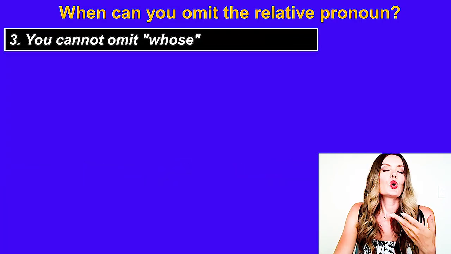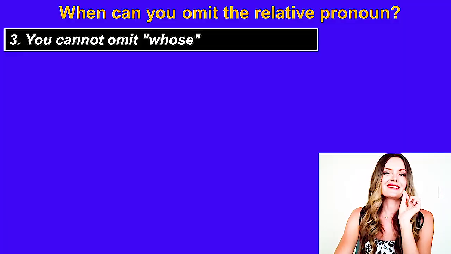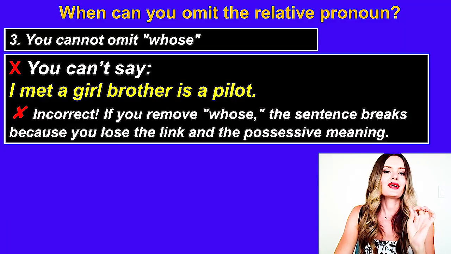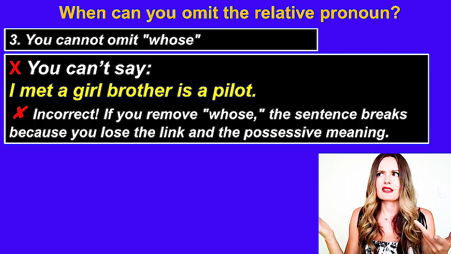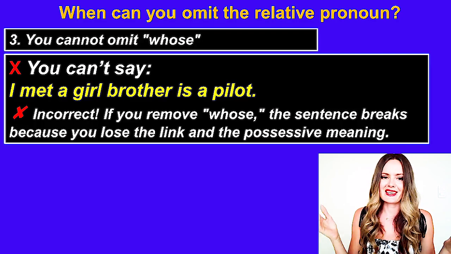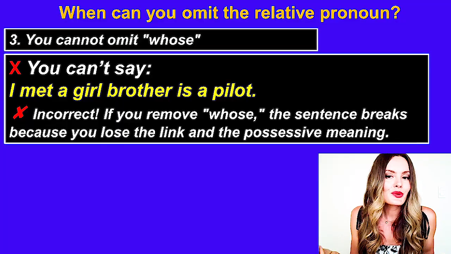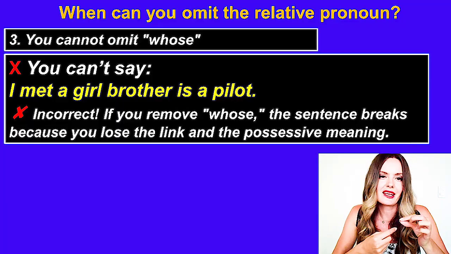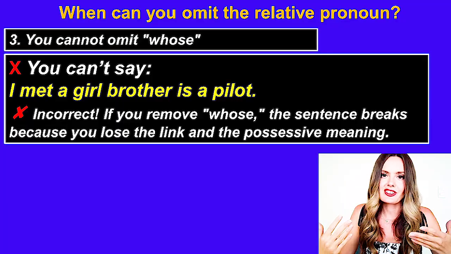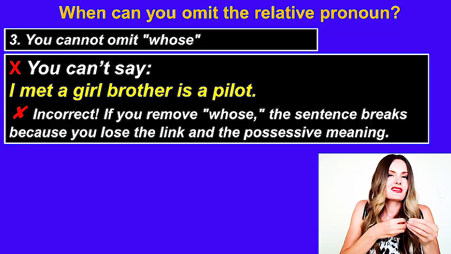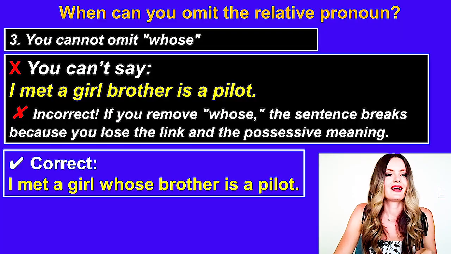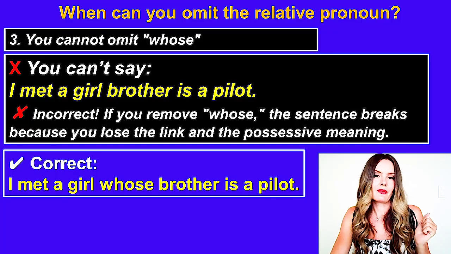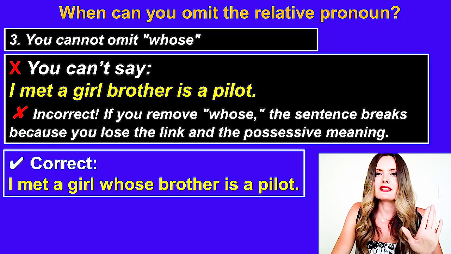You cannot omit whose. All right, so this is the only relative pronoun that you cannot omit. You can't say, I met a girl, brother is a pilot. Does that make sense? No, it doesn't. Because if you remove whose, the sentence breaks because you lose the link and the possessive meaning. Remember that whose shows possession. If you drop it, you just lose this possessive meaning. The correct way to say is, I met a girl whose brother is a pilot. That's why, remember, you cannot omit whose.